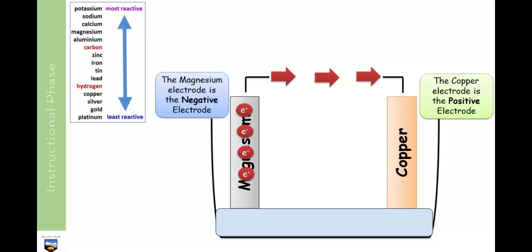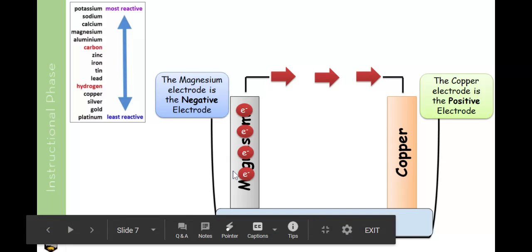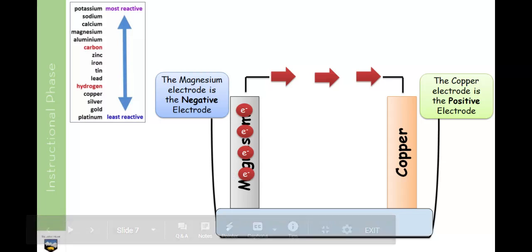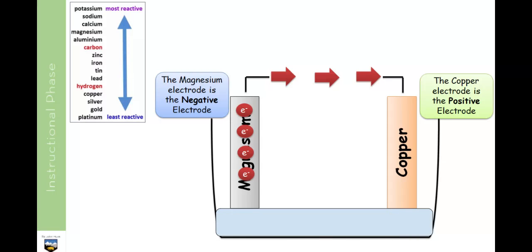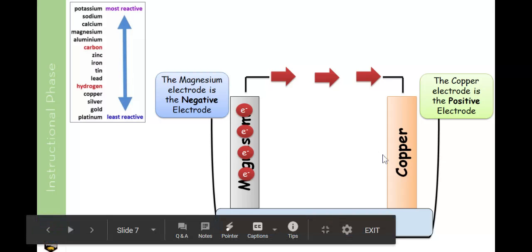Now, if you look at the reactivity series, you can see that the electrons flow from the magnesium to the copper because the magnesium is more reactive than the copper. So the potential difference, the voltage, is causing the flow of electrons to go from magnesium to copper. The magnesium electrode is the negative one because that's where the electrons are flowing from, and the copper is the positive electrode because it's drawing the negative charge towards it.